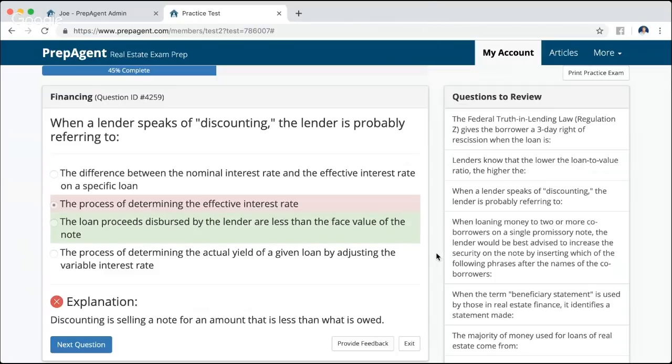The loan proceeds dispersed by a lender are less than the face value of the note. Okay, when you pay these points, you're taking down the loan amount over the longer term.